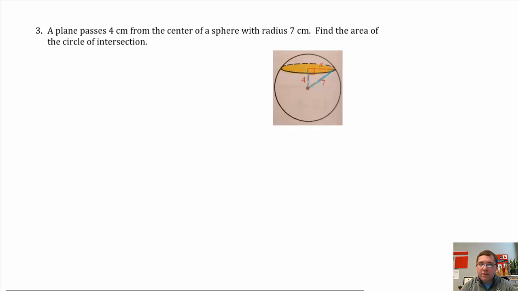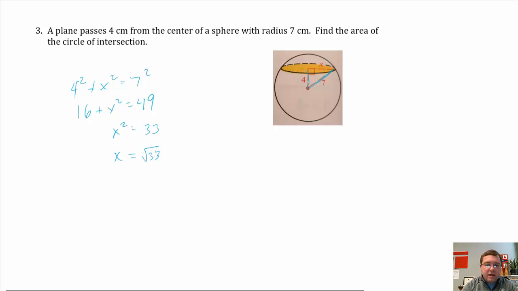It's a circle. So to find the area, we have to know the radius, and it's just pi times the radius squared. The radius is represented by x in our picture. So we can see there's a right triangle. We know the hypotenuse and one of the legs. We can find the other leg using the Pythagorean theorem. 4 squared plus x squared equals 7 squared. So 16 plus x squared equals 49. So x squared equals 49 minus 16, which is 33. So x, the radius of the circle, is the square root of 33.